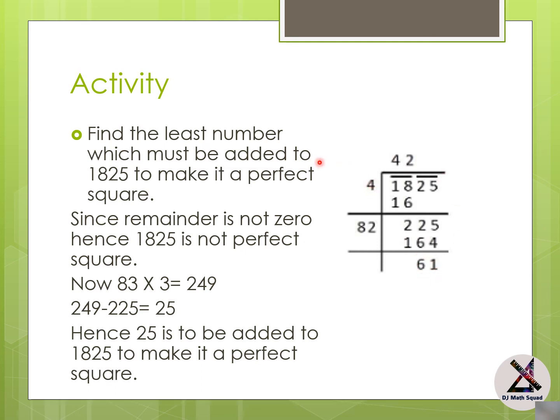Now what we have to do, because we have to find the number to be added, it means we have to add something to this number so that it becomes a perfect square. So when I checked for 83 into 3, I was getting 249. It means if in place of 225 I would have 249, this number would be a perfect square. So what can I add to 225 to make it 249? 25. Right? It means 25 is to be added to make it a perfect square. If this question were to find the number to be subtracted, then we could have immediately subtracted the remainder 61 from here to make it a perfect square.